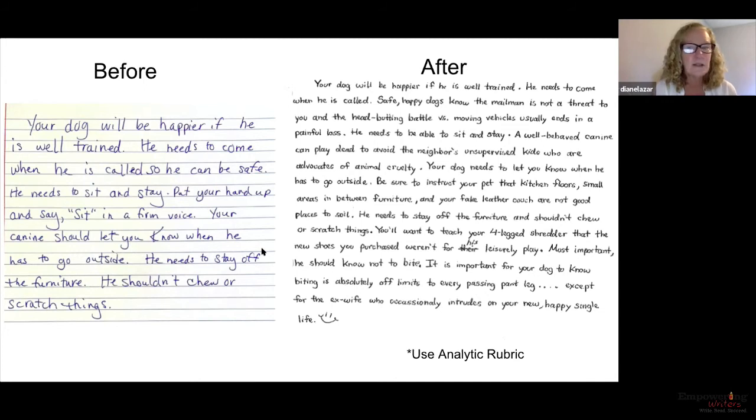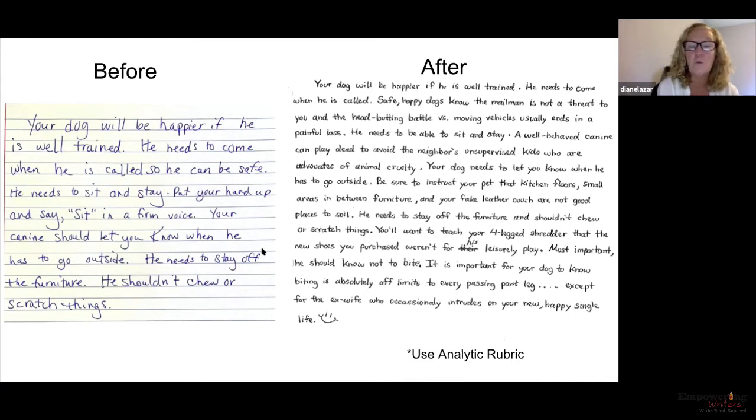He needs to be able to sit and stay. A well-behaved canine can play dead to avoid neighbors' unsupervised kids who are advocates of animal cruelty. Your dog needs to let you know when he has to go outside. Be sure to instruct your pet that kitchen floors, small areas in between furniture, and your fake leather couch are not good places to soil. He needs to stay off the furniture and shouldn't chew or scratch things. Notice how the student combined those.